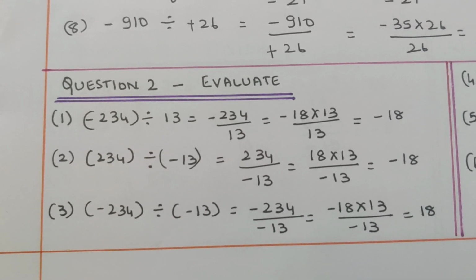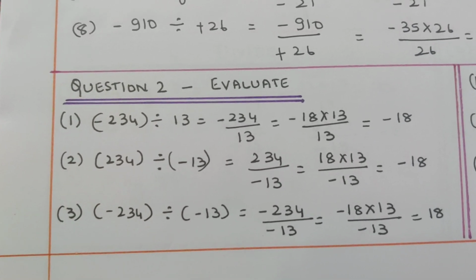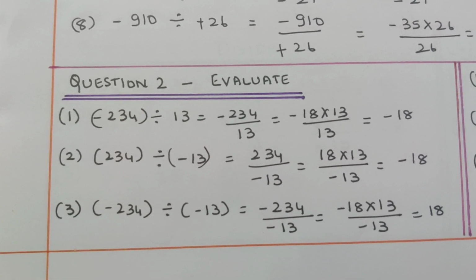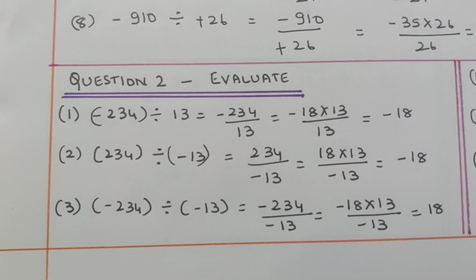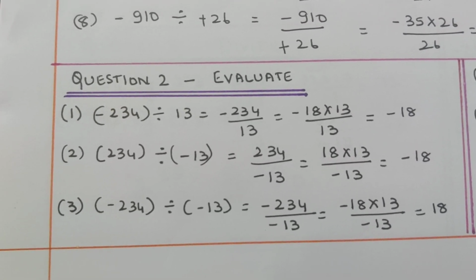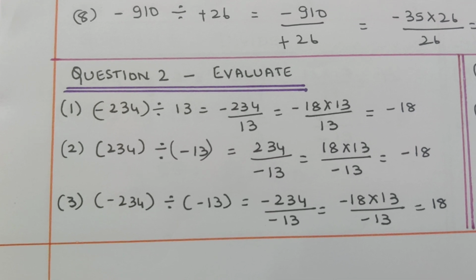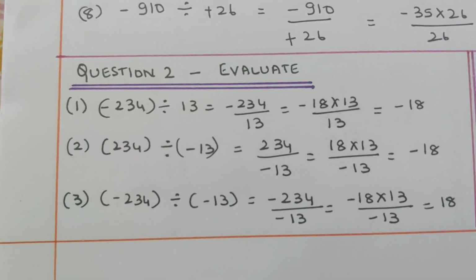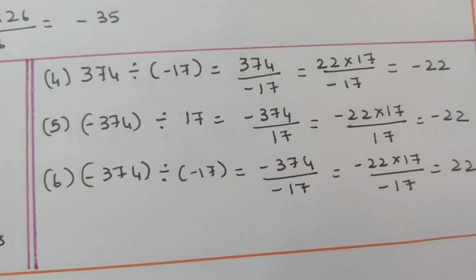234 divided by 13, the quotient is 18, but we need to look at the sign because the sign is different in each of the sum. So minus 234 divided by 13, so minus divided by plus is minus, hence the answer minus 18. 234 divided by minus 13, the answer is minus 18 because plus divided by minus is equal to minus. The third one is minus 234 divided by minus 13. So we have minus sign on both numerator and the denominator, which means the quotient would be positive, and hence the answer plus 18.